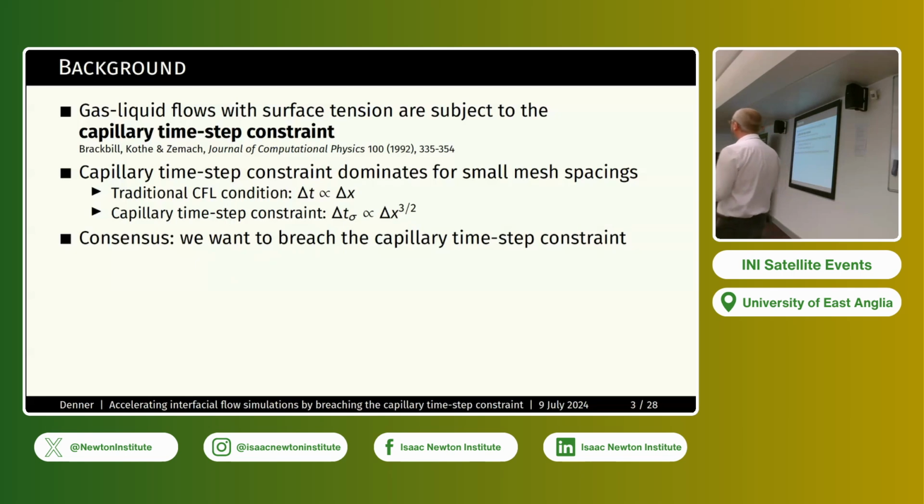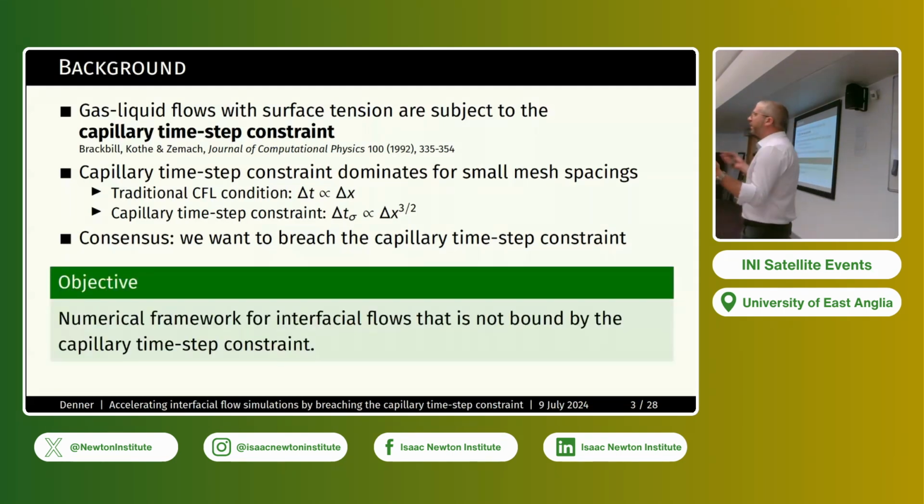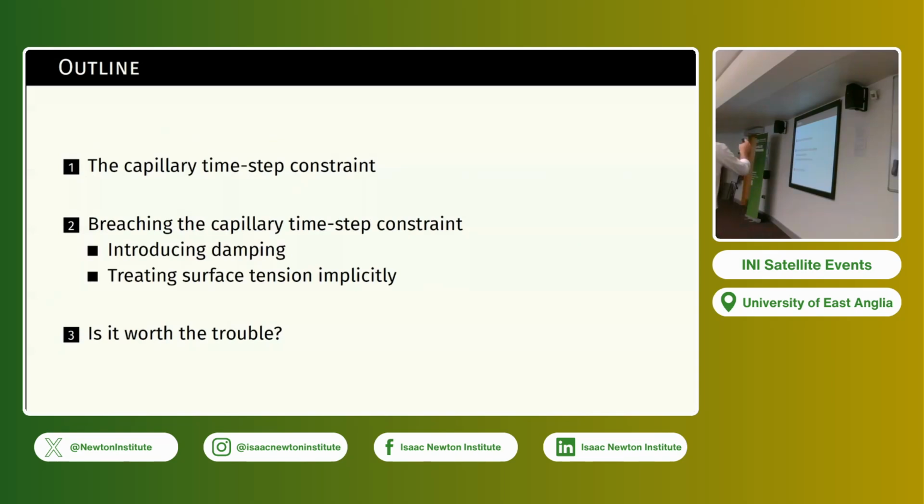So the consensus in the community is we want to eliminate that time step constraint and breach it, so use larger time steps. So the objective is very simple. We want to have a numerical framework that allows us to breach this capillary time step constraint. So here, quick outline. So first, I will explain to you what this is, where it comes from. Then I'll show you two methods that we've developed to breach it. And at the end, we'll look at whether or not, and that's a question I cannot fully answer, that depends on the problem you have, is whether it's worth all the trouble you have to go through and the compromises you have to make.